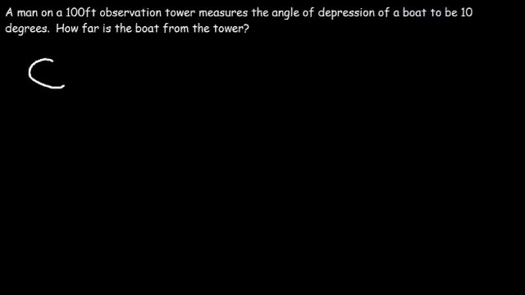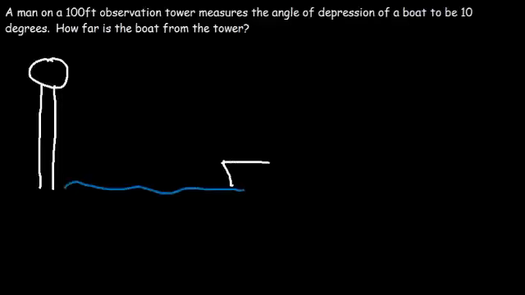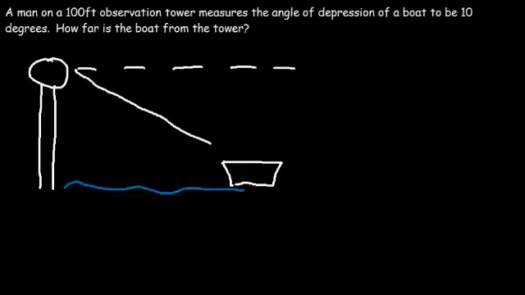So let's say this is the tower. I'm just gonna draw just any type of shape. And let's say this is the water, and here's the boat. So this is the horizontal line, and here's the line of sight between the person in the tower and the boat. So here's the triangle that we want to draw. So the angle of depression is the angle that's below the horizontal line, which is 10 degrees. So that's the angle of depression.